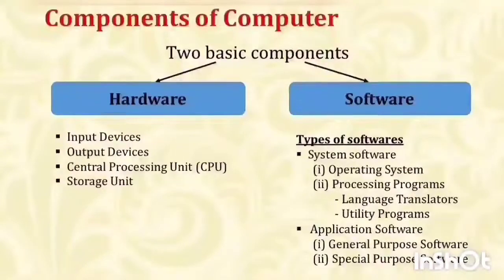Hardware are the parts of computer which you can touch and feel, whereas software are the programs which are installed within the computer. Now, hardware consists of input devices, output devices, central processing unit and storage unit. Whereas software is categorized into two, that is system software and application software. System software is again categorized into operating system and processing programs. Application software is again categorized into general purpose software and special purpose software.